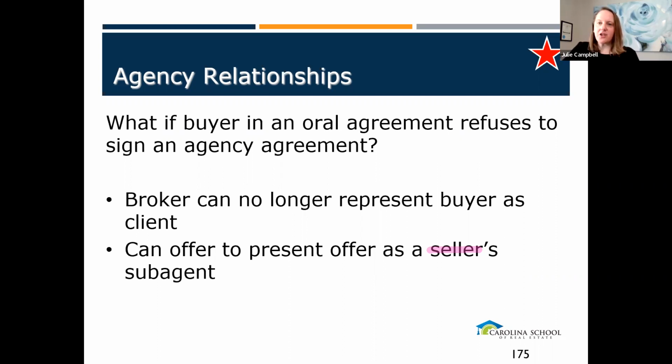So as a last ditch effort, again, try to get to the bottom of it. Why won't you sign it? Would you be willing to sign an agency agreement just for this one address? Try to get to the bottom of it. And if they still say no, we can offer this, and hear me when I say a last ditch effort. We've got to proceed with caution. Make sure they understand what they're giving up by becoming your customer.